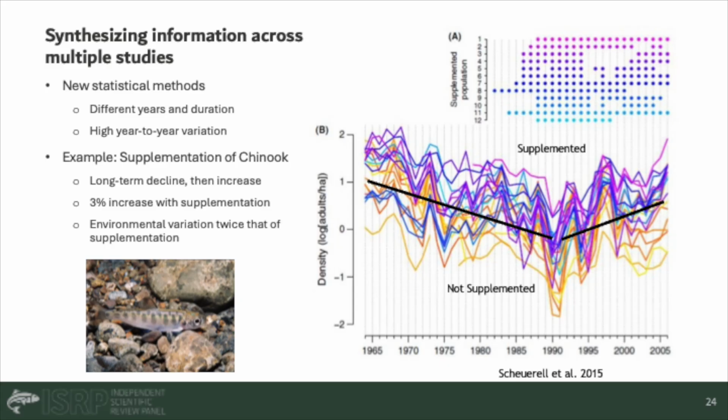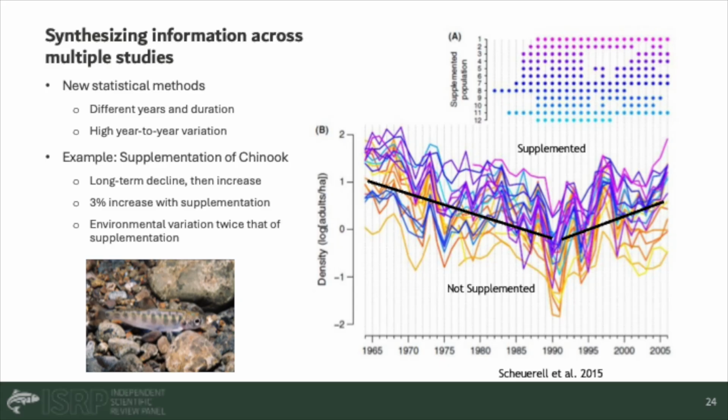We looked at options based on new statistical methods that can evaluate information collected in different years for different durations and address high year-to-year variation in habitat conditions and population performance. And we found an example, an analysis of Chinook supplementation in the Snake River Basin, where there are 12 supplemented populations for 11 to 23 years versus 10 that were not supplemented. And in 6 of the 12 supplemented populations, they weren't all supplemented every year.